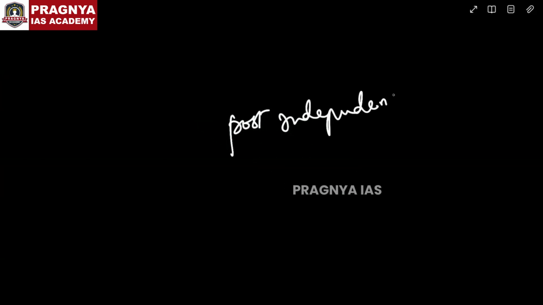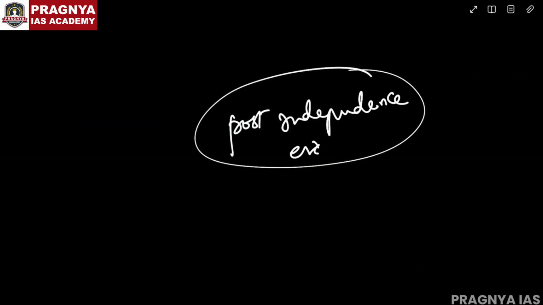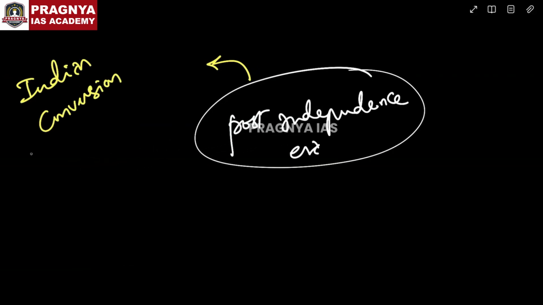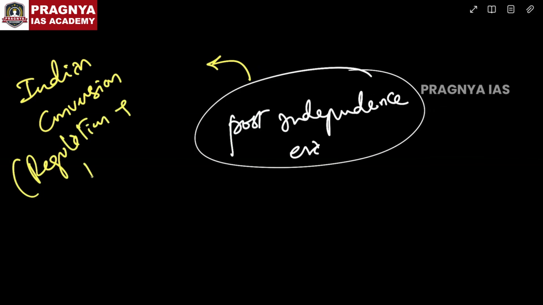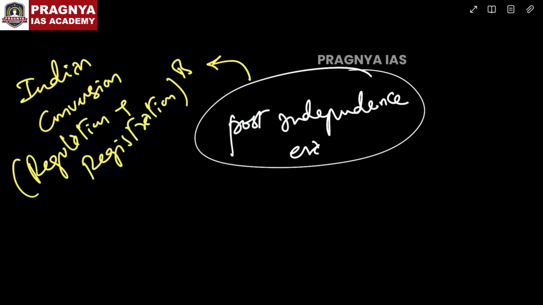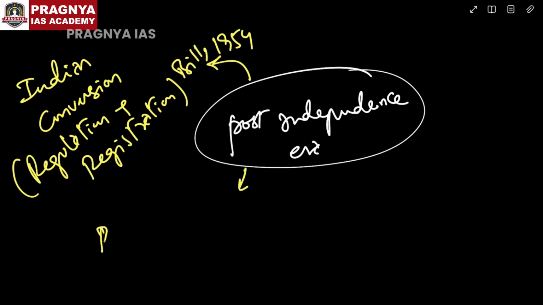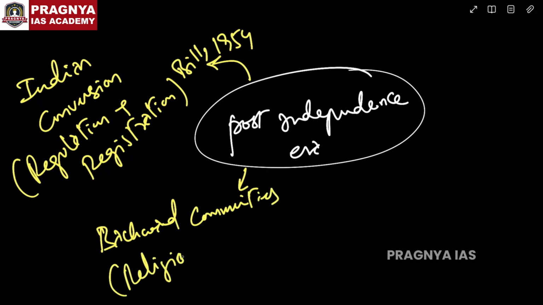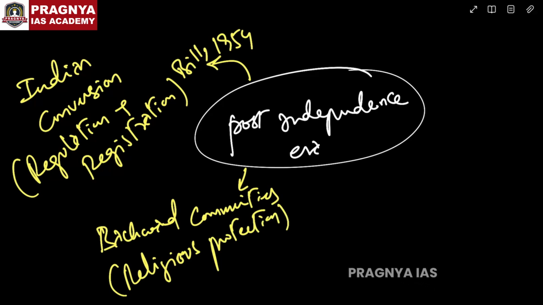Not only that, immediately after independence, post-independence, the same was continued. The efforts to pass central legislation on religious conversion have repeatedly failed, of course. In other words, in 1954, the Indian Conversion Regulation and Registration Bill, where backward communities, likewise, backward communities, religious protection bill, religious protection bill of 1960.